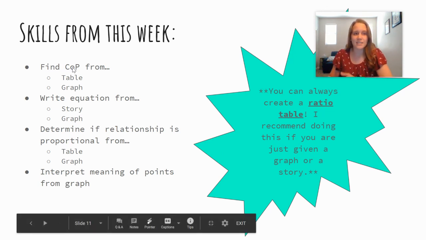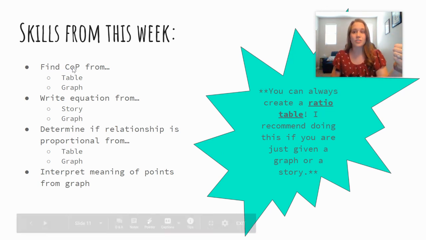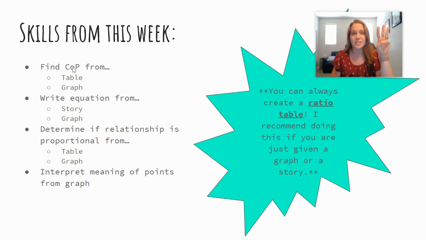We're going to find the constant of proportionality from a table. You guys are so good at that. We've practiced the 3 ways to do that. We're going to find the COP from a graph. You're really good at that. Find that ordered pair and do y divided by x, right? You can also put your ordered pair in a ratio table.